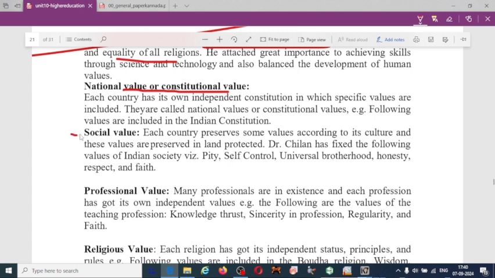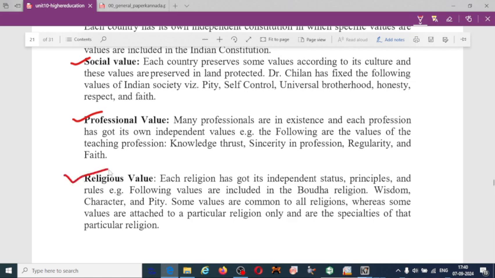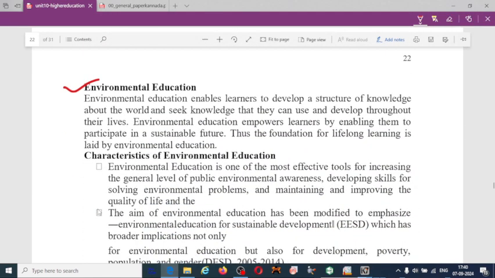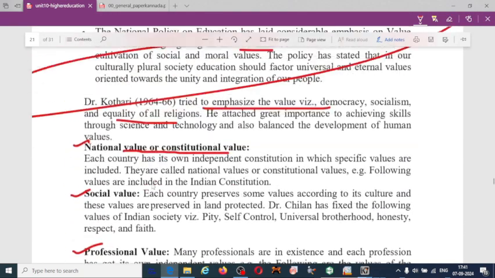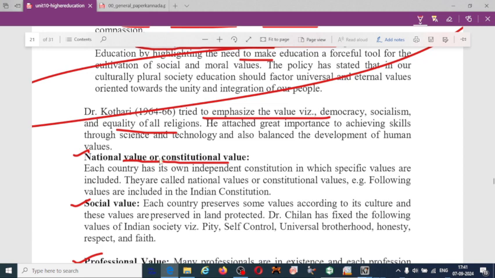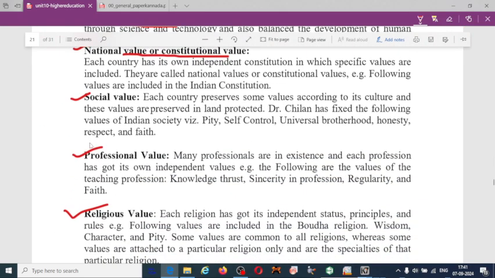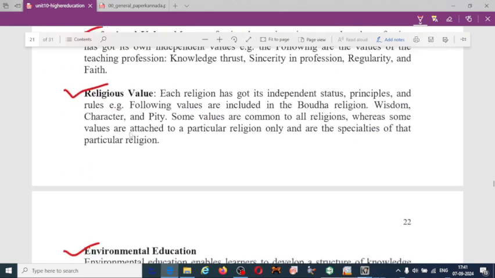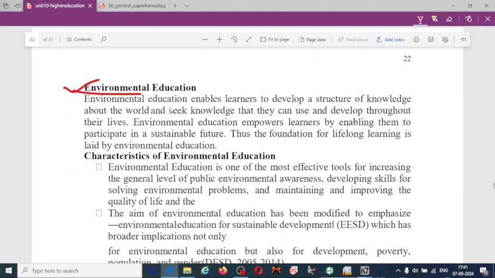Next comes social value, professional value, religious value, environmental education. These are the values that one should acquire: national values or constitutional value, social value, professional value, religious values, according to Dr. Kothari. So, environmental education enables learners to develop a structure of knowledge about the world, seek knowledge that they can use and develop throughout their life.